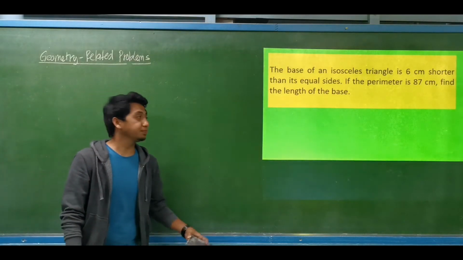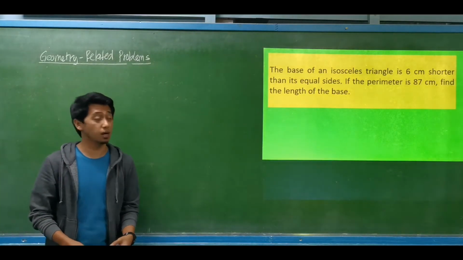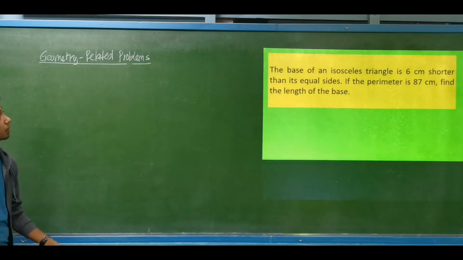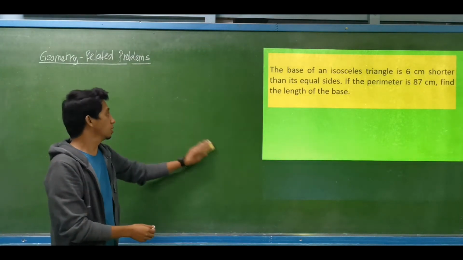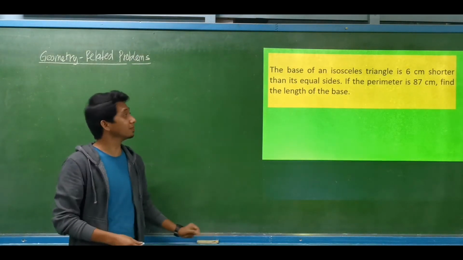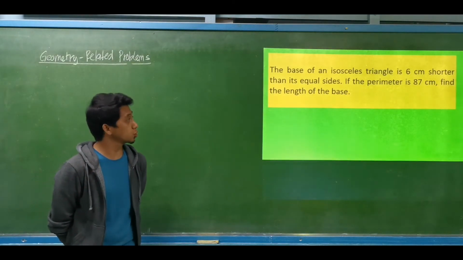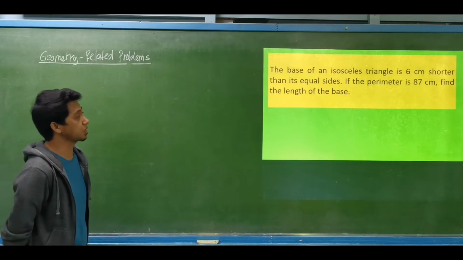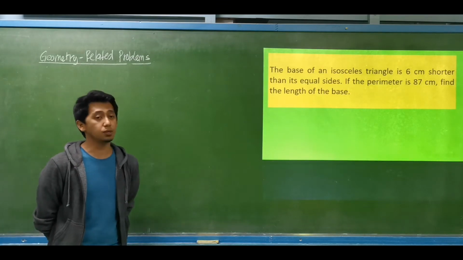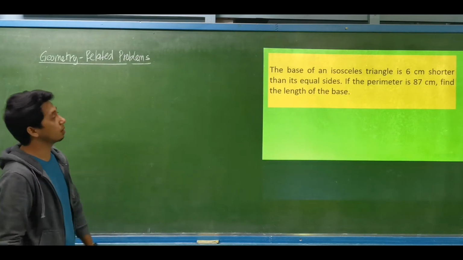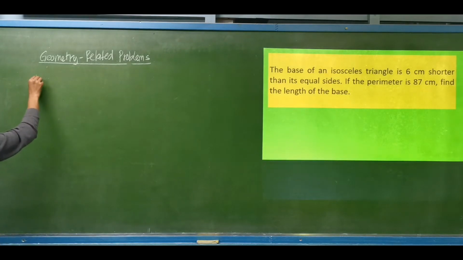So still on the application of linear equations, let's have geometry related problems. Let's have the first example. The base of an isosceles triangle is 6 centimeters shorter than its equal sides. If the perimeter is 87, find the length of the base.